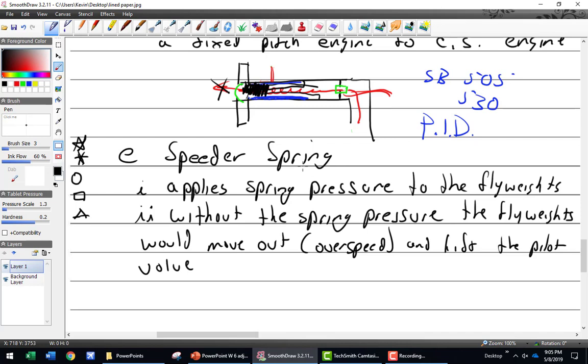Weak speeder spring? Probably not, because then it would want to be in an overspeed. Well, but then you just apply more tension and be fine. So just more tension than normal is really all it would take. Not enough pressure from the pump? It'd be a water pump. From the pump. From the governor? Yeah, from the governor. Good answer. I like that one. That could definitely be it. Governor's starting to wear out.